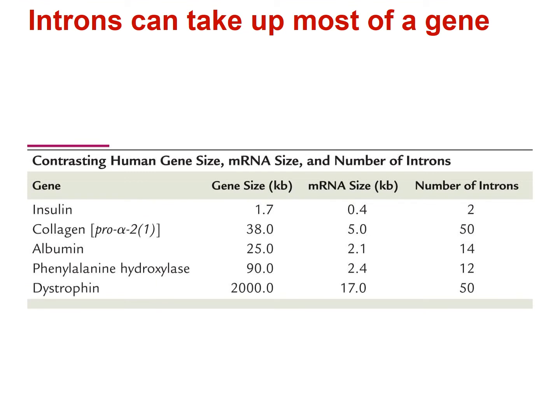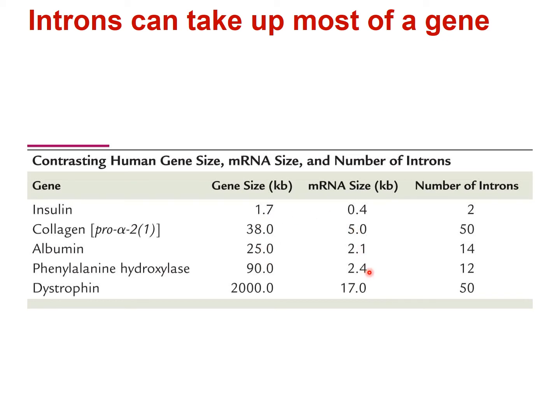Okay, so a word about introns in general. I said you can have more than one intron in a gene. If you look at the dystrophin gene, the size of the gene is 2,000 kilobase pairs. However, the mature messenger RNA is only 17 kilobases. Most of the sequence in that gene is taken up by introns. There are actually 50 introns in there, and in order to get down to this size, all those introns need to be removed. And you can see that there's the same sort of trend going through all these different proteins.